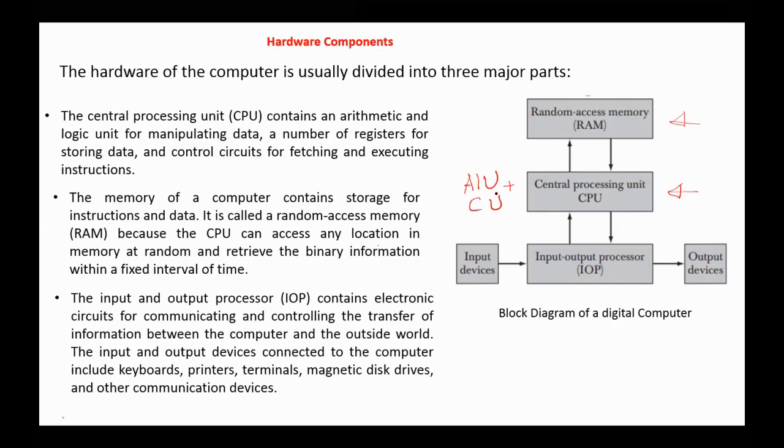RAM contains storage for instructions and data. It can be considered as an array of registers or locations. It is called a random access memory because the CPU can access any location in memory at random and retrieve the binary information within a fixed interval of time. The input-output processor contains electronic circuits for communicating and controlling the transfer of information between the computer and the outside world, input devices and output devices. The input and output devices connected to the computer include keyboards, printers, terminals, magnetic disks, and other communication devices.